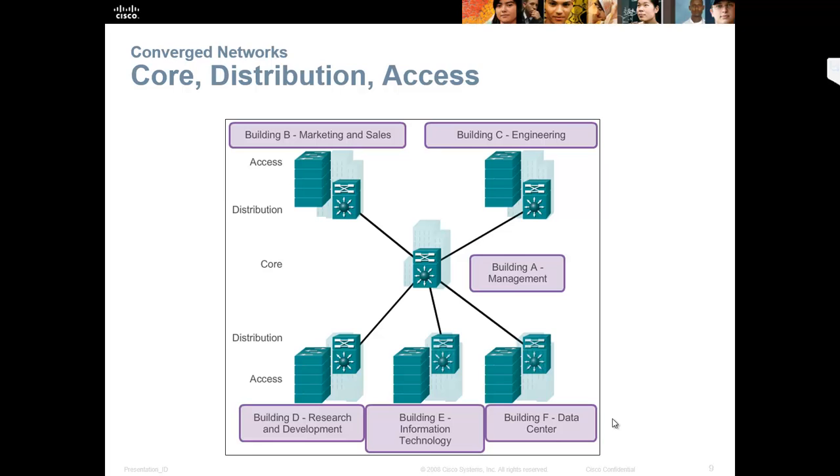So here's just another example showing core, distribution, and access. They show building A as management. It's funny that they're using these names. They could have put G there and we'd have said what we actually have at BIPSI because all of computing services is in the corner of building G. But you see the core goes to a distribution node in each building, and then access would be each floor of those buildings.